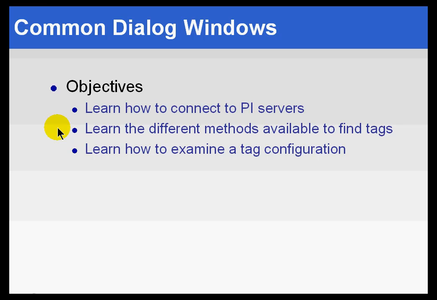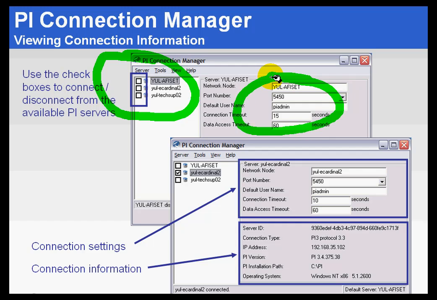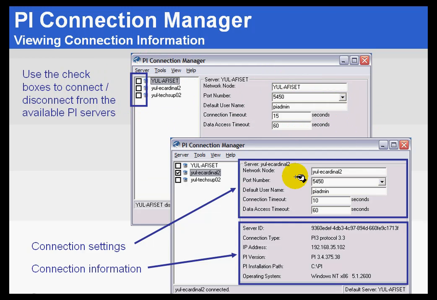So these are the common dialog boxes that are going to appear for all of the different Pi applications. First and foremost would be the Pi Connection Manager. Pi Connection Manager lists the names of the servers up here in the corner, and the individual server information is over in the main window. That main window can be divided into two areas. This would be the settings right here, and these would be the information that's associated. Things like the server ID and internal ID and the IP address, etc.